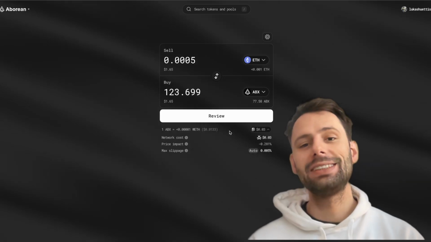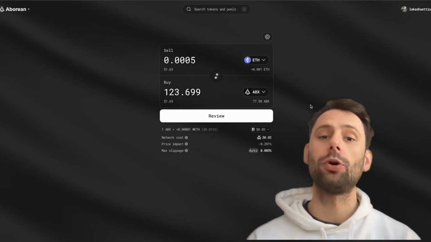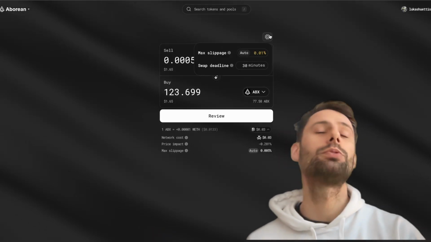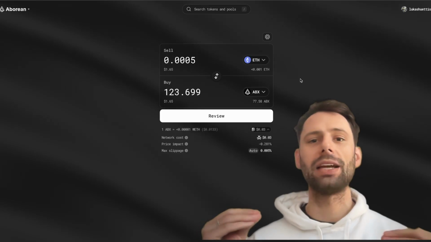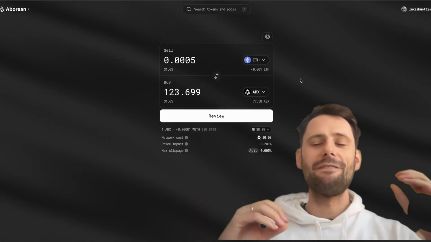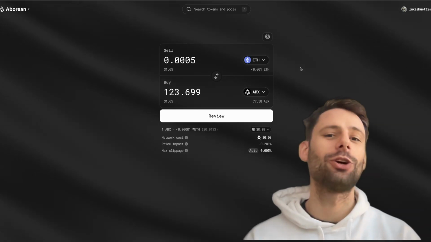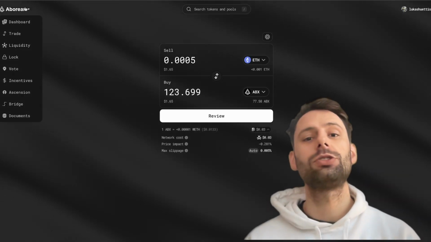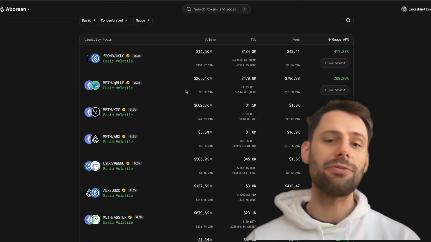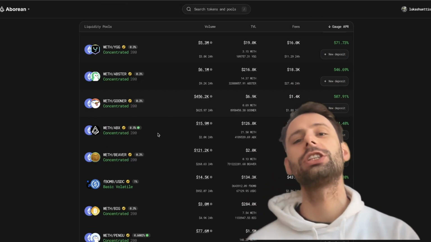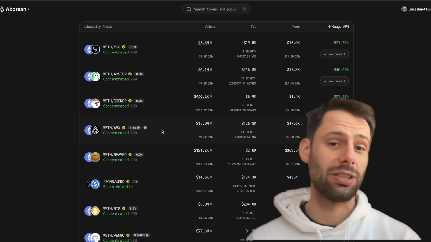On Aborean, fees depend on the pool, so stable pools can be as low as 0.01%. The more volatile pools go higher. For example, if we have ETH and Pengu, they both are very volatile, so of course the pool itself is volatile as well. Those fees are paid to liquidity providers. So if you provide liquidity, every swap through that pool earns you a share of the fees, depending on how big your share of the liquidity pool is.